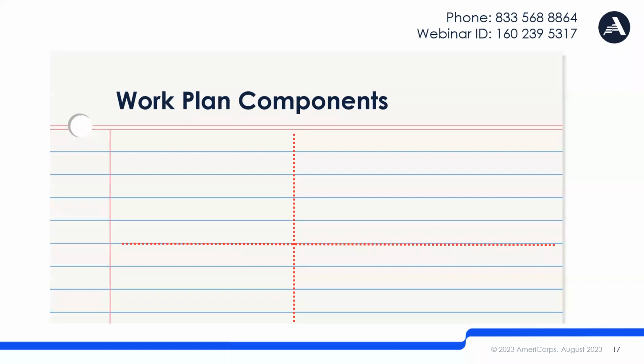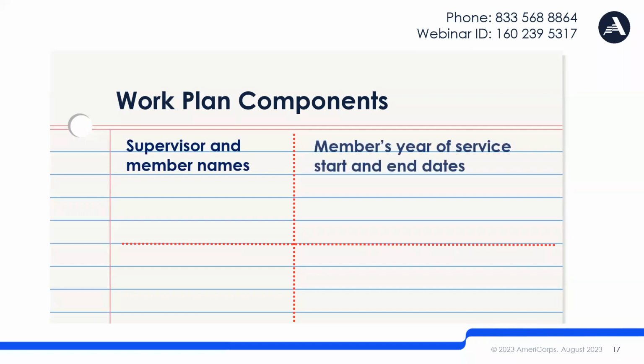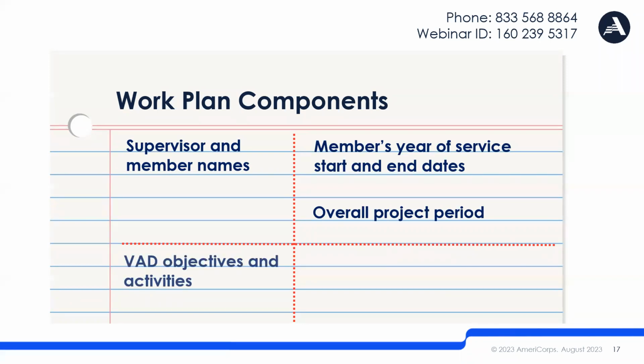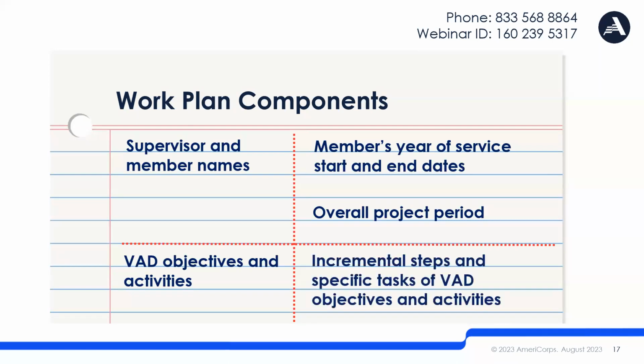We've seen that helpful work plan components or sections include things like your name and your member's name, the start and end date of the member's year of service, since it's a defined period of time, the overall project period or dates, so that the member can clearly see how their work fits into the larger project timeframe. And often, this will be a timeframe of 12 months, the VAD objectives and the member's corresponding VAD activities, and then more details about the objectives and activities to include incremental steps, which is a very key part of the work plan, or specific tasks that the member should take to accomplish their VAD activities.